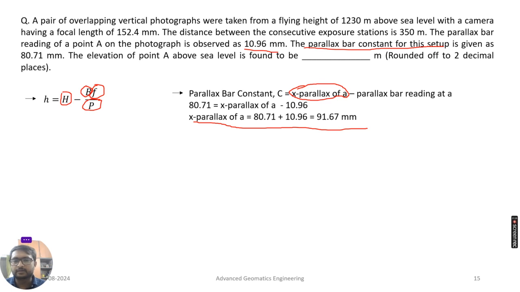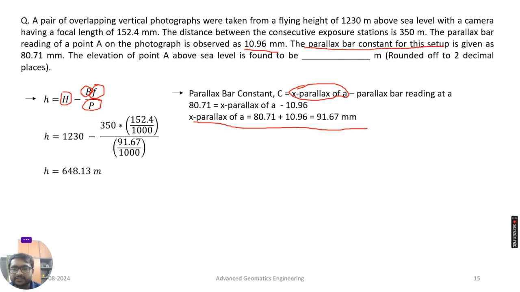Over here, the catch was that they did not directly give the parallax of point A in the x direction, but they gave the parallax bar constant as well as the parallax bar reading at A. So for using this formula, first we have to find the parallax of point A in the x direction, and then put that into the formula, which will end up with the answer of 648.13 meters. So any doubt in any of the questions which we discussed today?